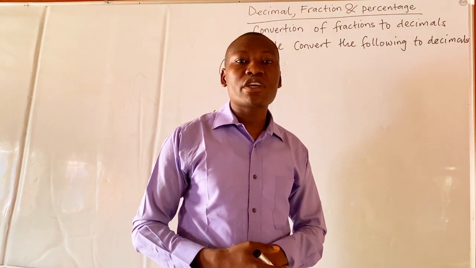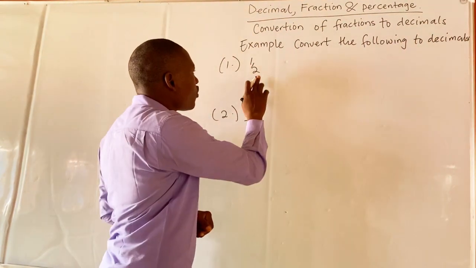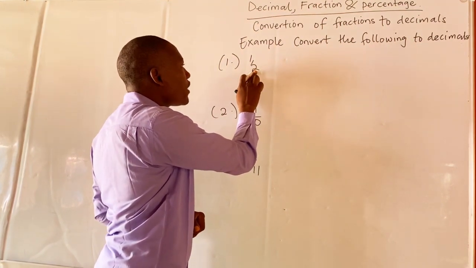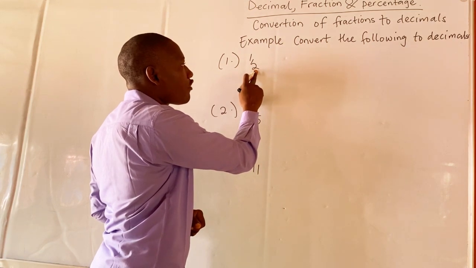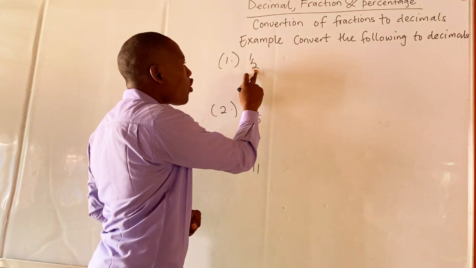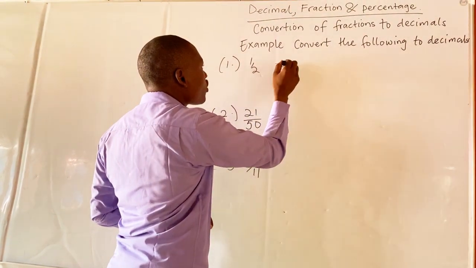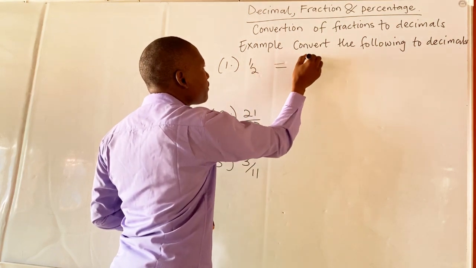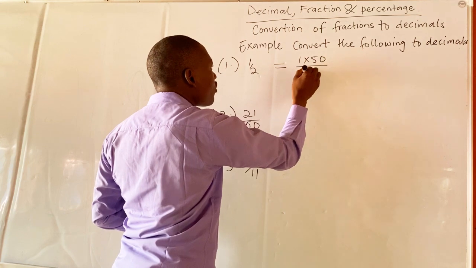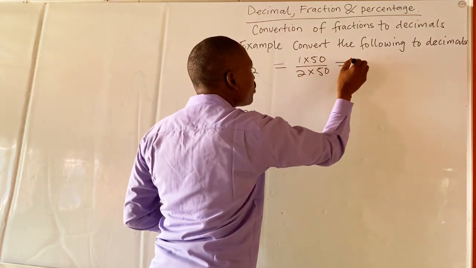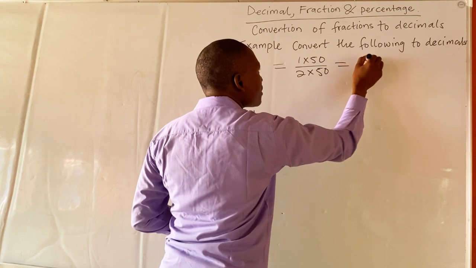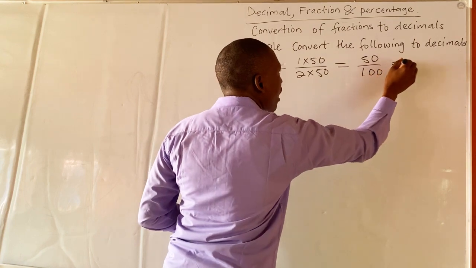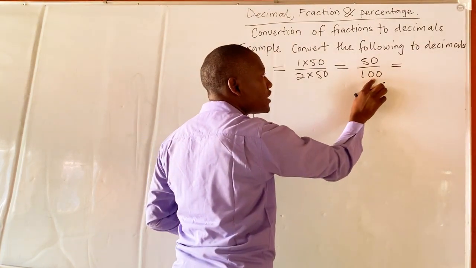Now, we move into the second method. In the second method, we make the denominator in terms of 10, 100, 1000. How can we make this denominator become in terms of 100 or 10 or 1000? Now we are going to multiply it by 50. 1 multiplied by 50 is 50 and 2 multiplied by 50 is 100. Now from here we have two zeros at the denominator.